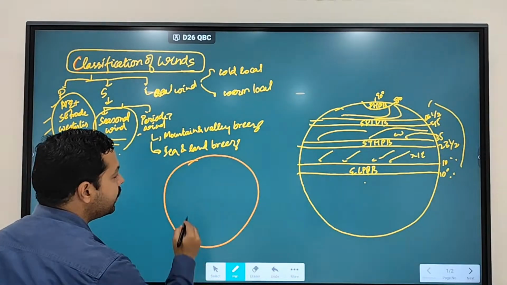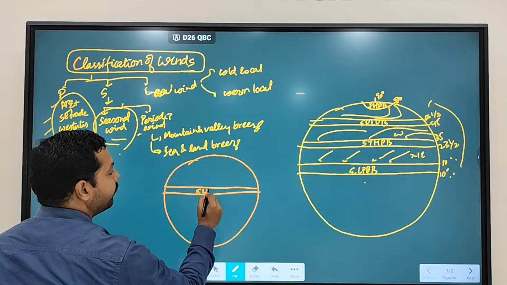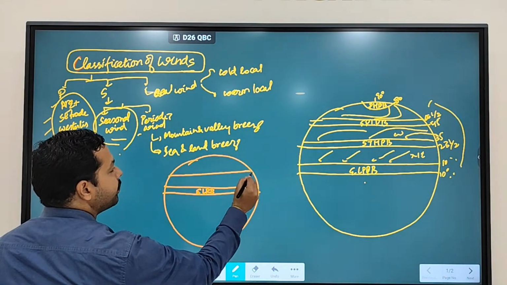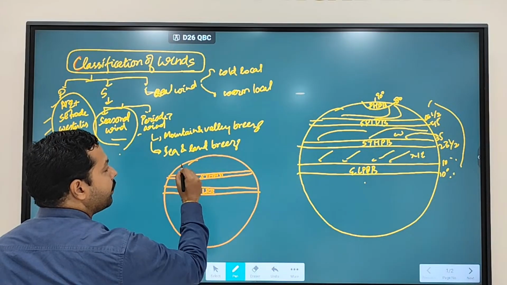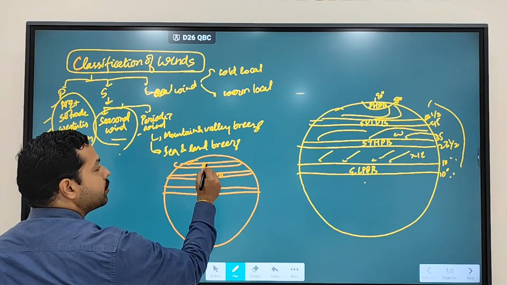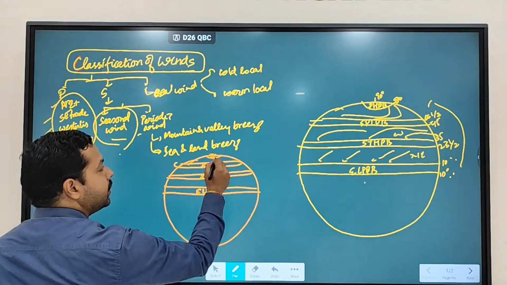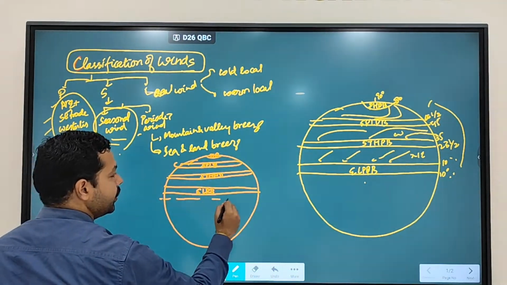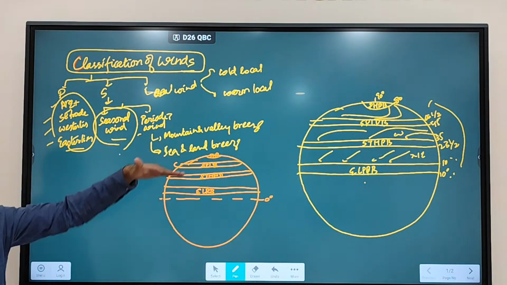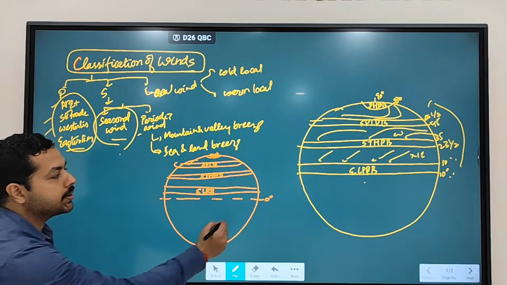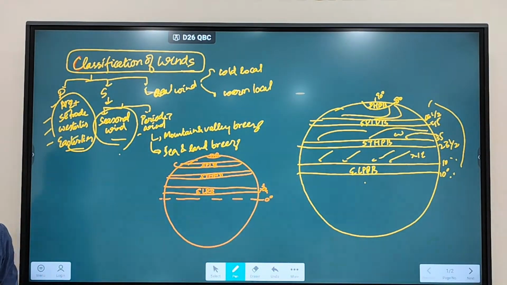So let's say this is there. Now the equatorial low pressure belt is slightly shifting upward. What will happen to the subtropical high pressure belt? It will also shift upward. What will happen to the subpolar low pressure belt? It will also shift upward. And the polar high pressure belt? This will also shift upward. This is the equatorial region, so all pressure belts will shift upward. Why? Because the sun position is at the Tropic of Cancer.